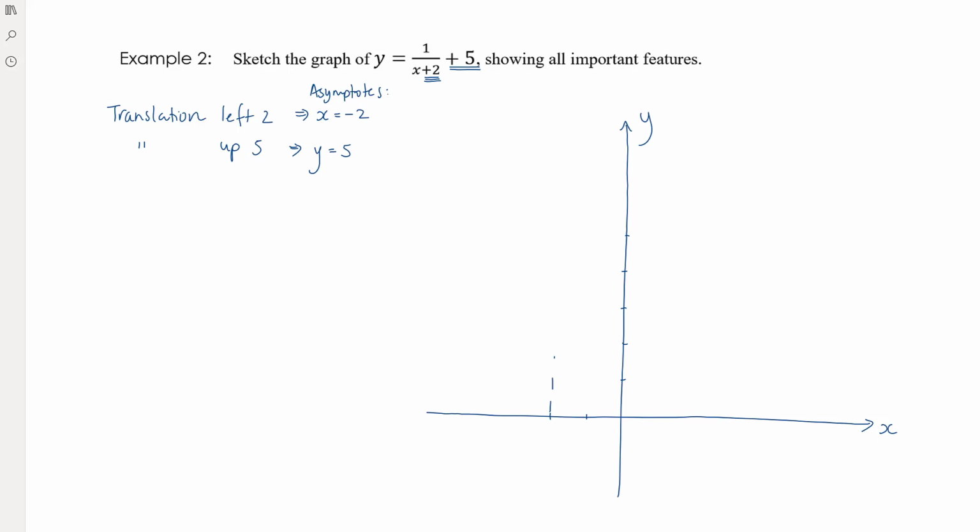Okay, so I'm going to draw in my vertical asymptote at x equals -2, and my horizontal asymptote at y equals 5. Some people attempted to mark that point (-2, 5) with coordinates. It's not a point on the graph, it's not relevant. So we're not marking that point, we are labelling the straight lines, which are what's important, with their equations.